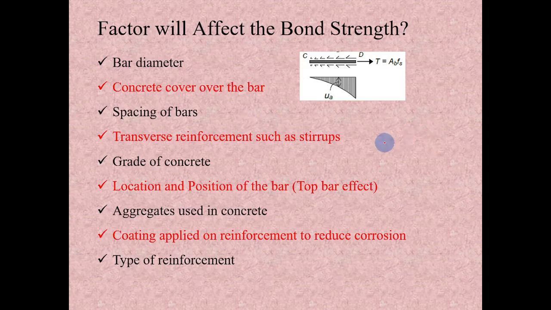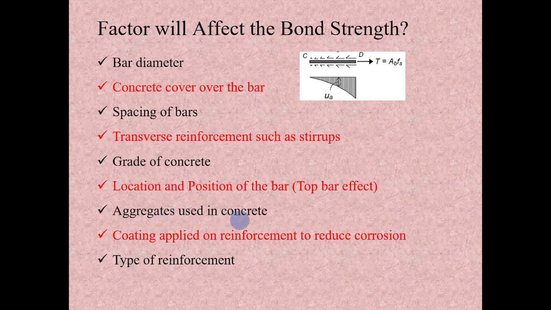Another factor is the transverse reinforcement. If we have closed stirrups, they will provide good confinement to the concrete and it will take more bond strength. And another factor is the grade of concrete. The higher the grade, the higher the bond strength. And the location and position of the rebar, which we will discuss a little later in the top bar effect.